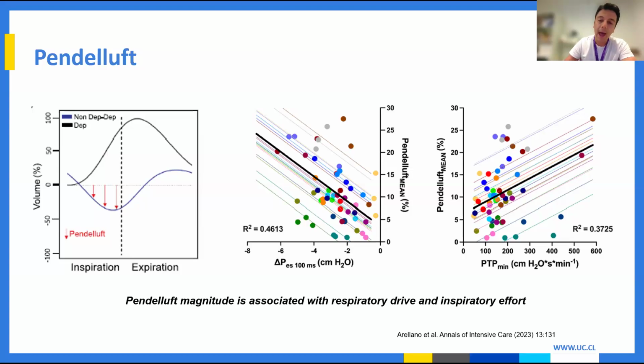So the higher the effort, the higher the magnitude of the pendulum, and therefore the higher the risk of having some high stretch lung regions, high stretch in some areas of the lung parenchyma, and potentially further lung injury.